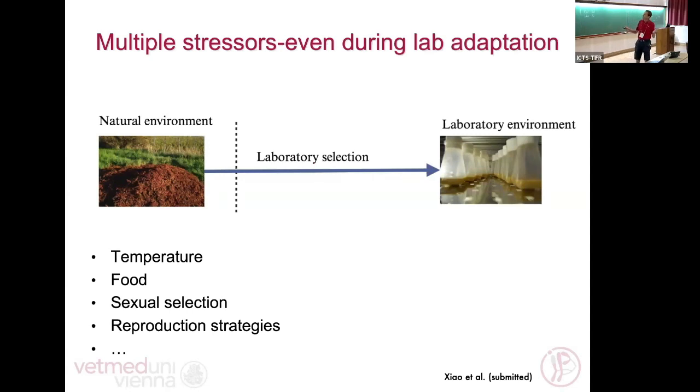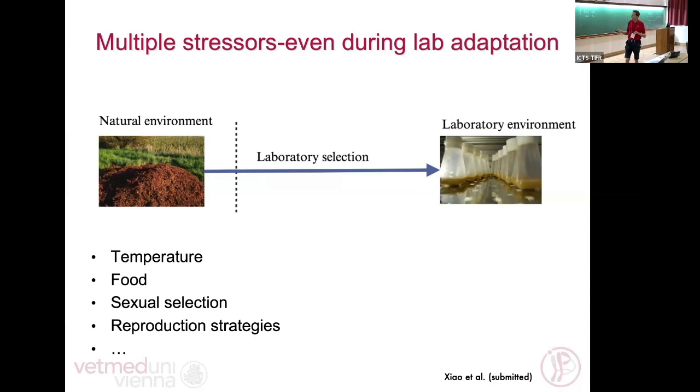It's our typical setting. We have the natural population, and we bring the flies to the lab. The natural populations differ for many factors: temperature, food, sexual selection, reproduction strategies, whatever, name it. There are many different phenotypes that these populations have to adapt to when they're in the lab. And so the question is, how can we look at the environment by environment interaction?